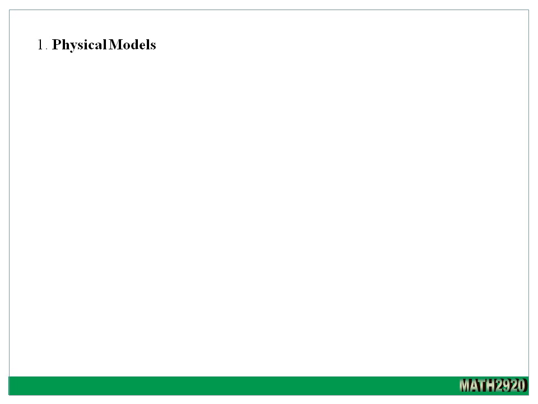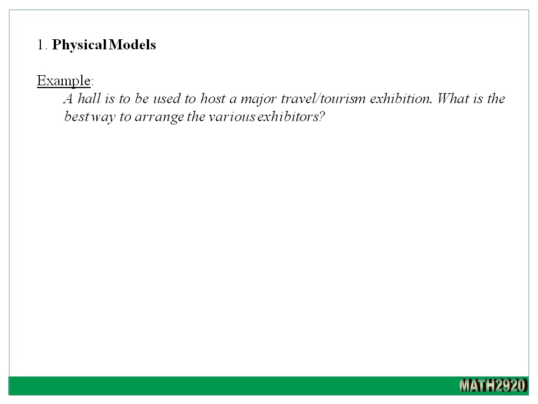I'm sure there are many different ways of categorizing models, but here we go with one way of categorizing them. In this set, the first category is that of physical models. As an example, imagine that you've got a hall and it's going to be used to host a major tourism exhibition. The question is, what is the best way to arrange the various exhibitors?